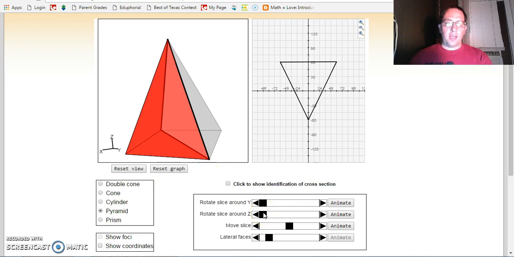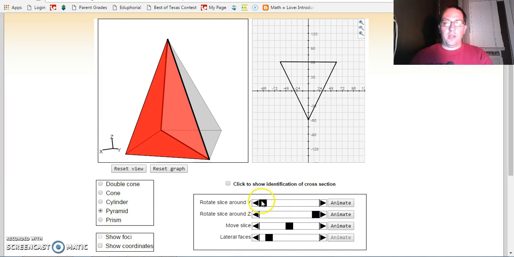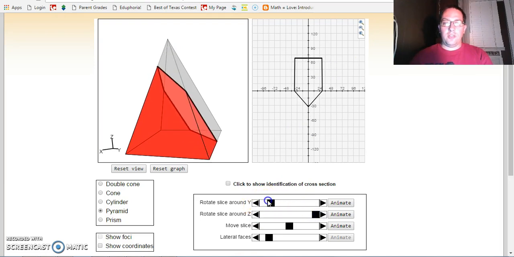So here I have a square pyramid, and you have the cross section. So you can obviously see, of course, a square pyramid. You cut it with a plane, you're going to get a triangle, right? And we can move that around, and it's a triangle. But what if I turn it? Is my cross section still a triangle?